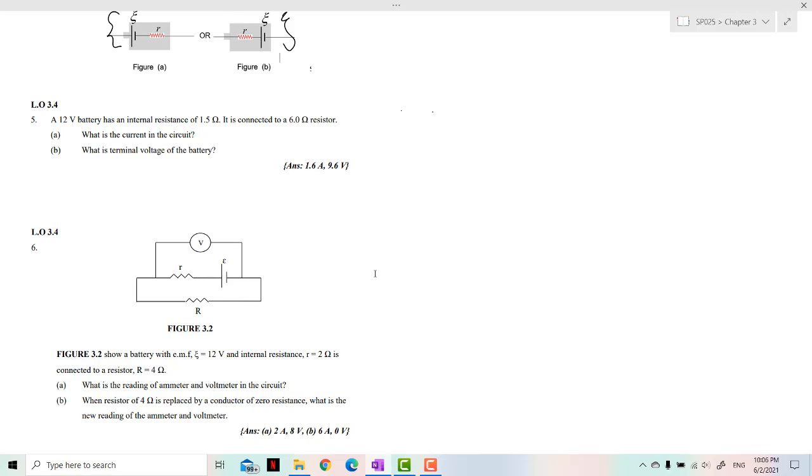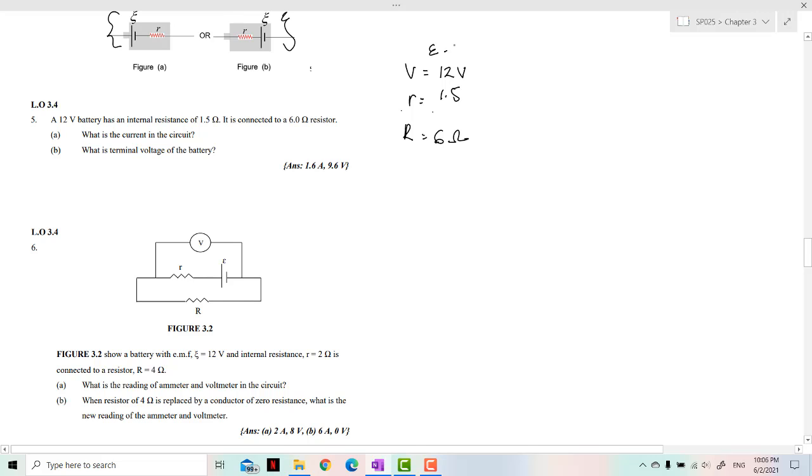So as you can see here for question 5, we have a 12 volt battery with an internal resistance of 1.5. So we write first: V is equal to 12 volts, internal resistance of 1.5, so that is small r. It's connected to a resistor R equals 6 ohm. So sir, how do we know whether it is the EMF or the potential difference? Usually, if it doesn't state EMF, sorry, EMF.